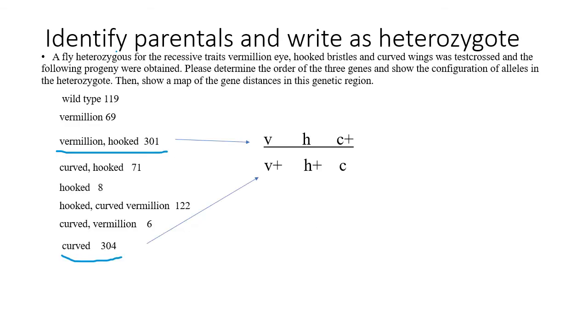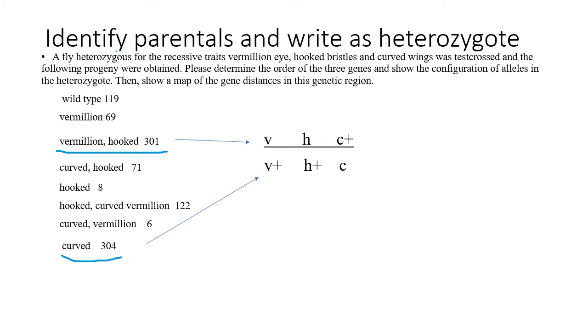Okay, so the first thing we do is identify parentals and write as a heterozygote. So the parentals are underlined here, vermilion hooked. We can identify those because they're the largest number. There's 301 of them. And its reciprocal is curved only, and that's 304 of those. So those are overwhelmingly larger in number than the other progeny types, so we know that that was the genotype of the original heterozygote before recombination had a chance to occur.